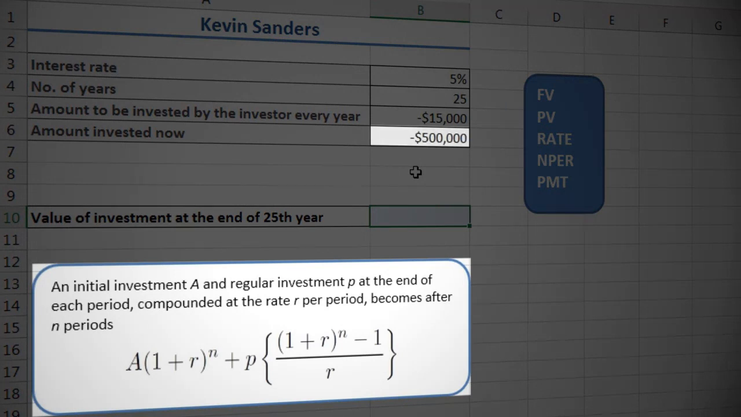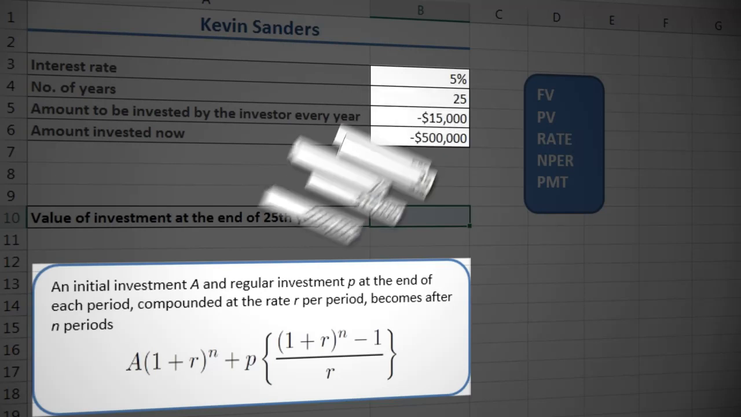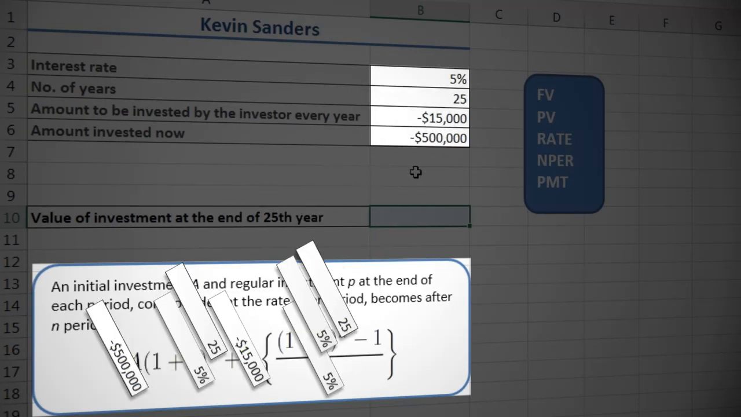A is an initial upfront investment, and P is a regular investment at the end of each period. All investments earn a rate of interest, R, for a period that is n periods long. All of these work together in a mathematical formula, and as you can see, it seems a bit complex.